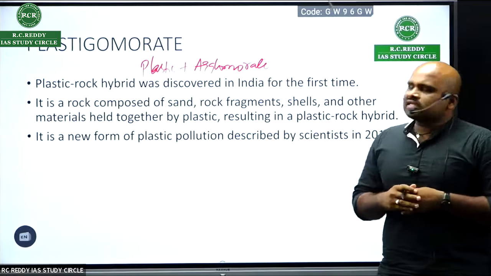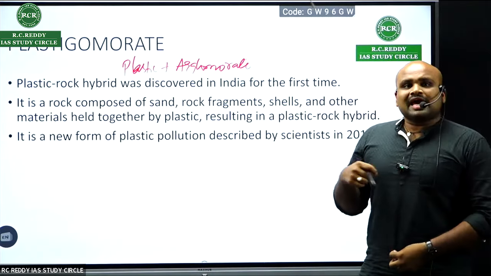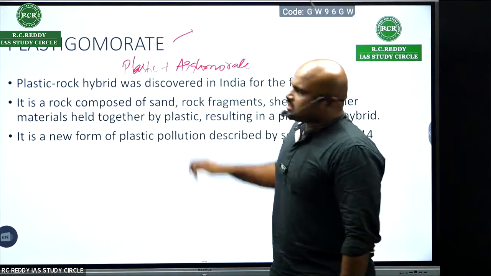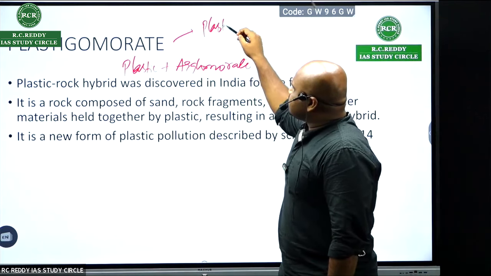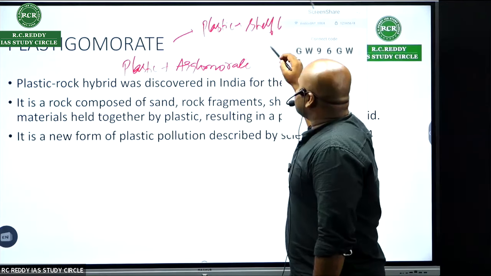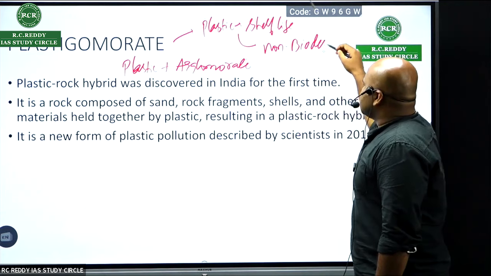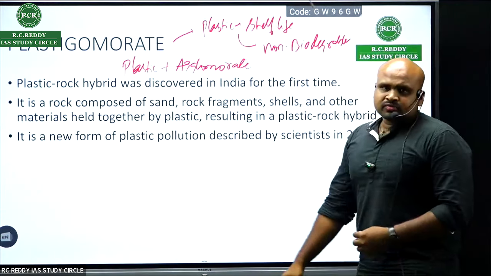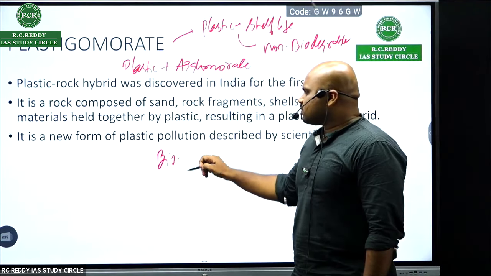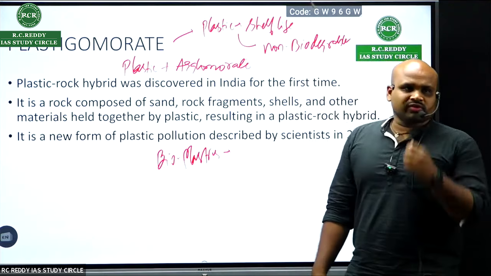Now, when I get to understand this dimension of plastigomerate, or when I talk about the aggregate or agglomerate of plastic, what do I commonly understand here? One dimension that I have to understand is that plastic fundamentally has a large shelf life. And I also have to understand that plastic is non-biodegradable to a larger extent. Now, we see that one particular research has been going on where they talk about something called bioplastics.